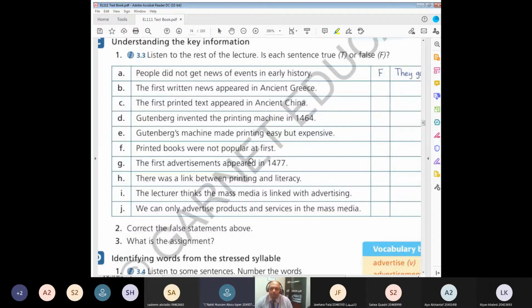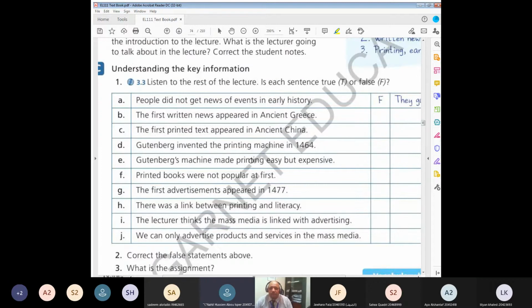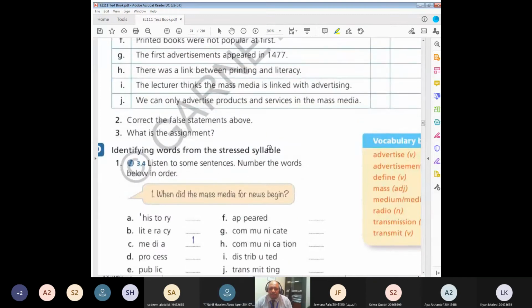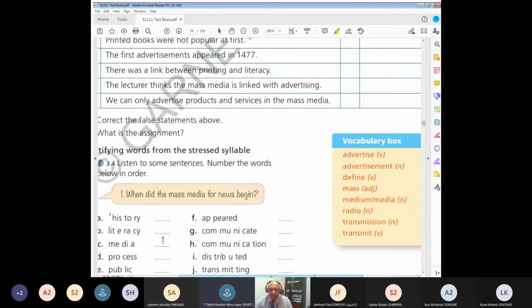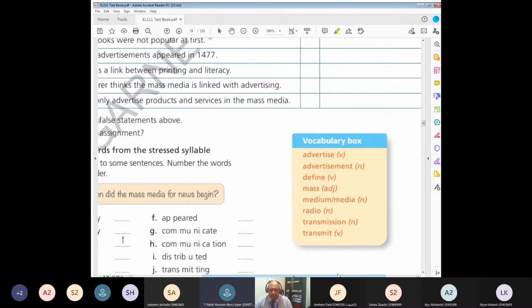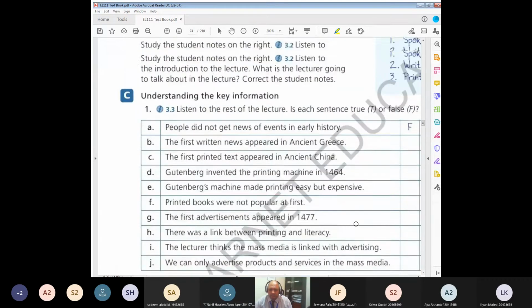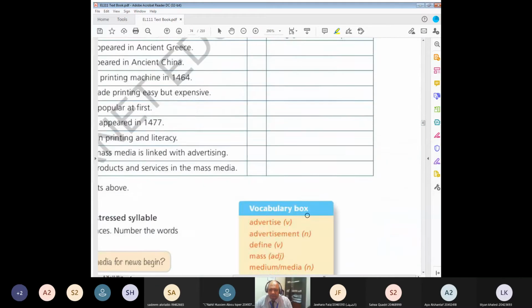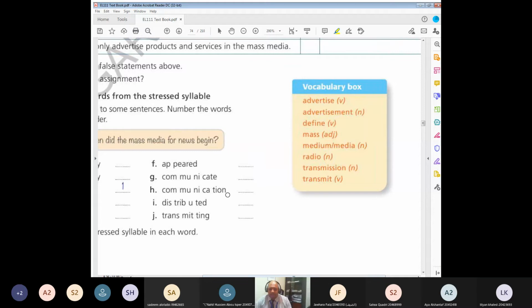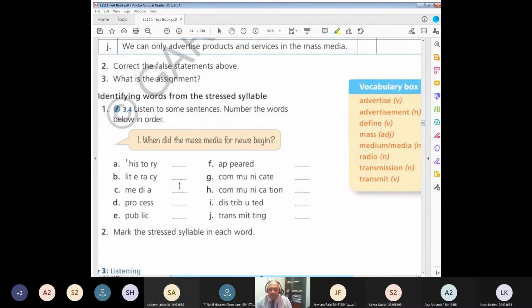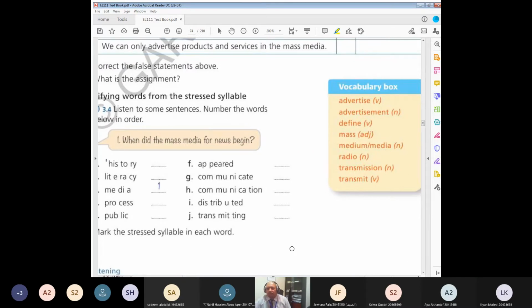Okay, good. You asked us to continue the passage this period. Did you have the time to go over it? Yes, I have that time. Okay, do you want me to continue? So these are some of the words that I'm sure you have met: advertise, advertisement, define, mass, medium and media, radio, transmission and transmit. Do you have issues with any of these words? You know what advertise is? You know what advertisement is? Define, mass.